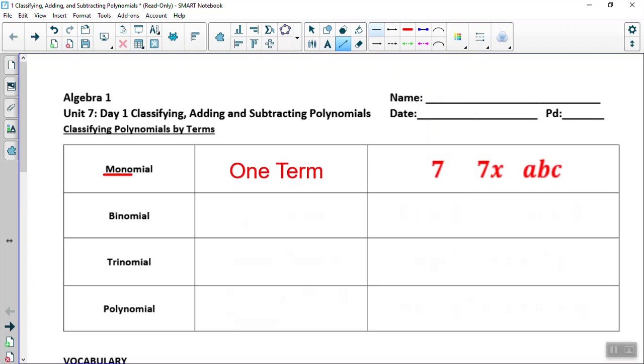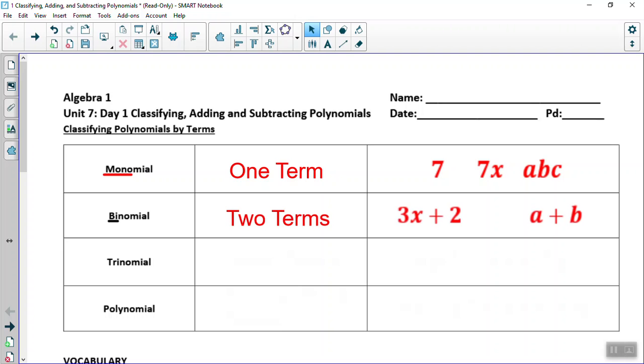A binomial, so if we think about that prefix bi means two, so binomial means two terms. So some examples of binomials would be 3x plus 2 or a plus b. I could also have something with a subtraction sign in there. So 3x is a term, 2 is a term, they're separated by that plus sign, so there's two terms in that one expression, so we call it a binomial.